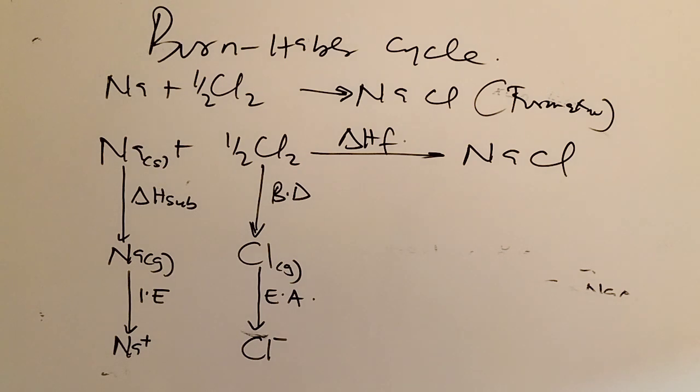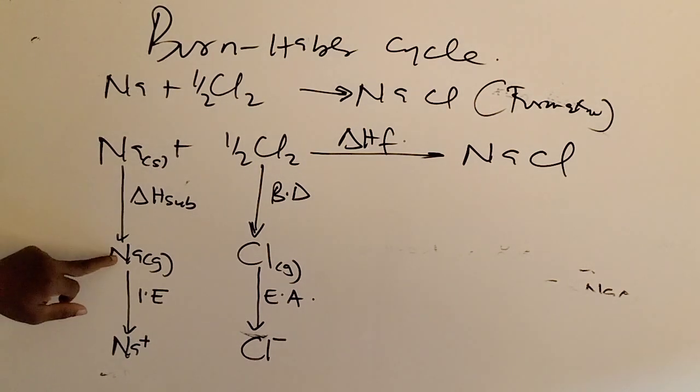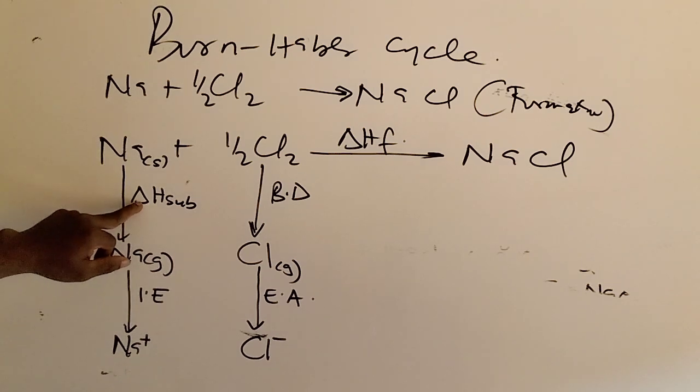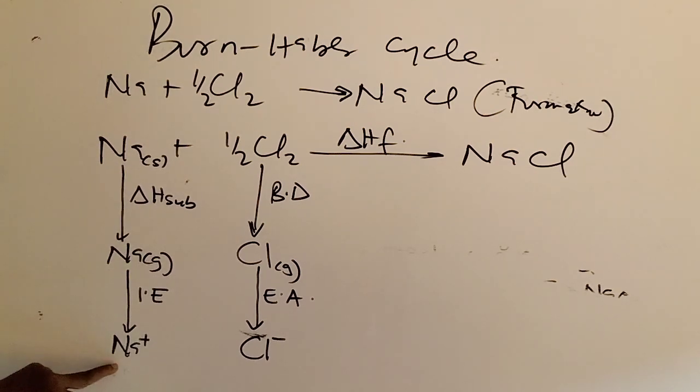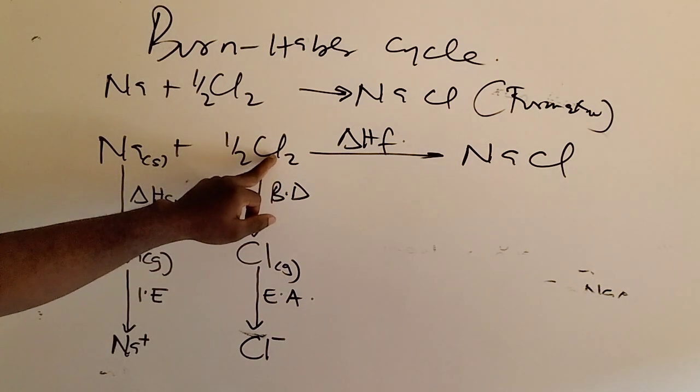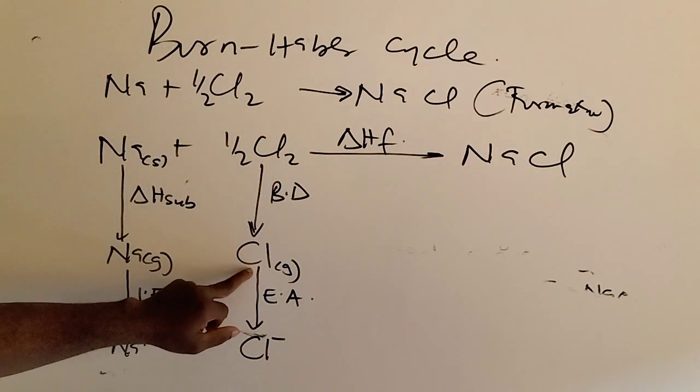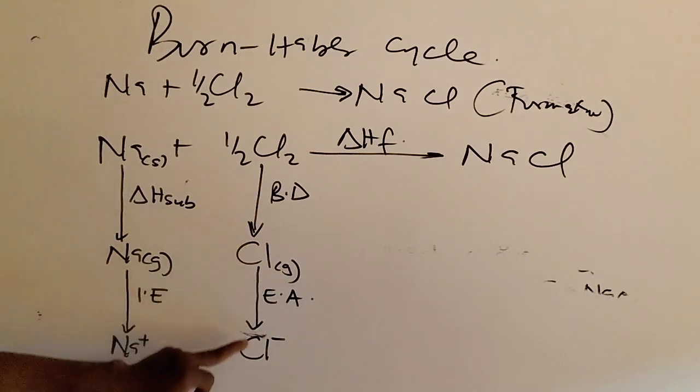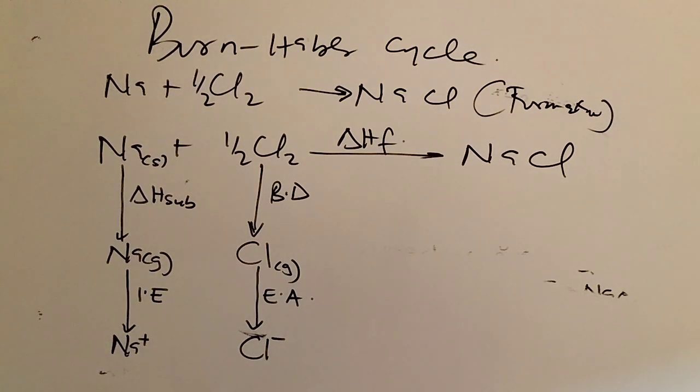The metal undergoes two steps: it sublimes, with the enthalpy of sublimation, and then it ionizes to produce the ionization energy. The non-metal also undergoes two steps: dissociation from the chlorine molecule to chlorine gaseous atoms, and then electron affinity. So two steps in each case.